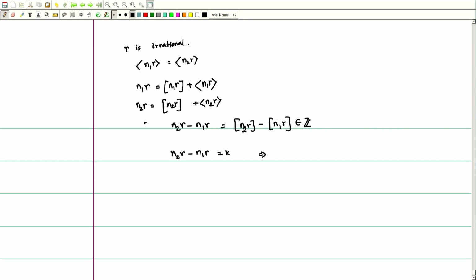This will imply, if n1 is not equal to n2, then gamma is equal to k by (n2 minus n1), which belongs to Q, but we started with an irrational number. So, therefore, for any irrational gamma, the fractional parts of n gamma are distinct.